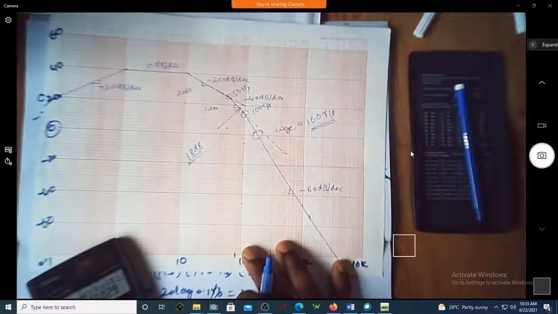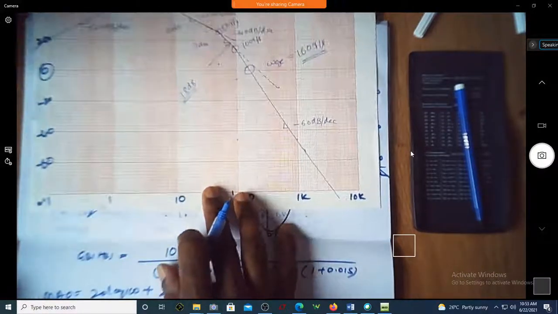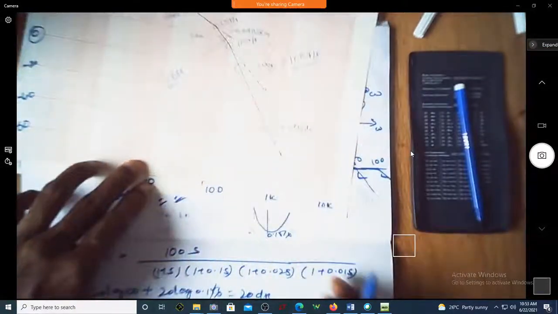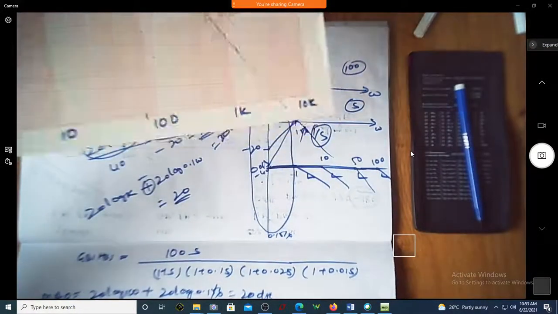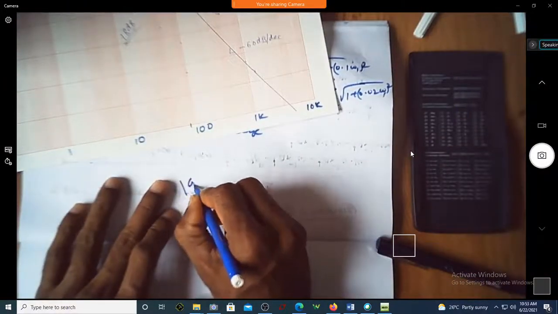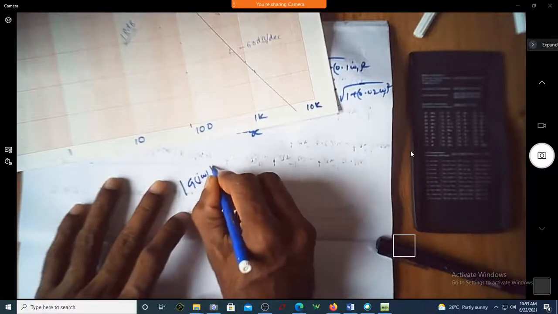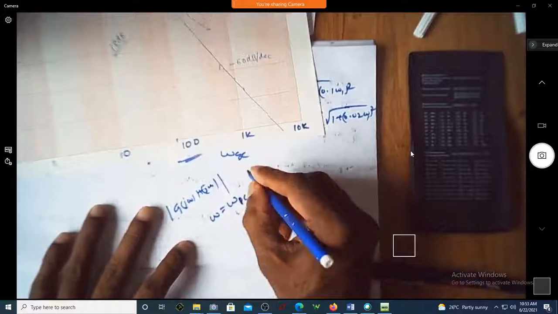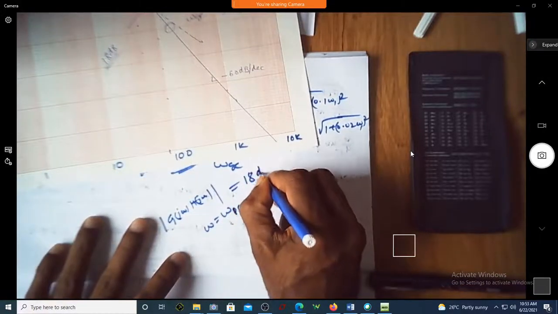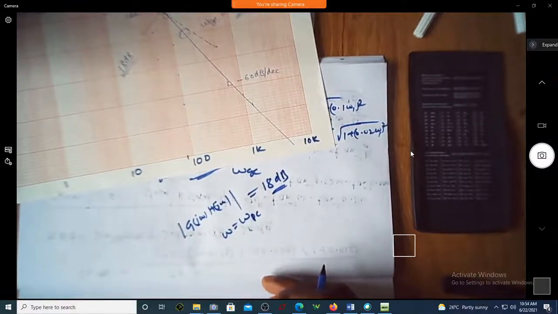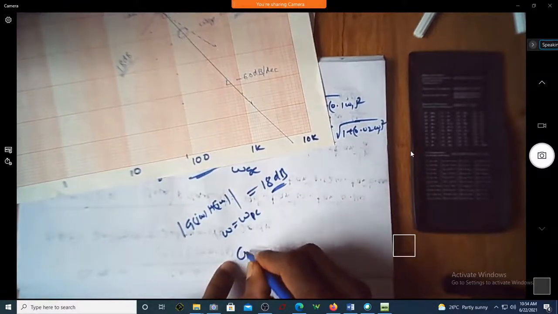Yes, sir. Correct. What does this 18 dB correspond to? Does this 18 dB actually correspond to the magnitude of G(jω)H(jω) at ω equal to ω_pc? Is it not 18 dB now? Correct. Yes, sir. Then what is gain margin?